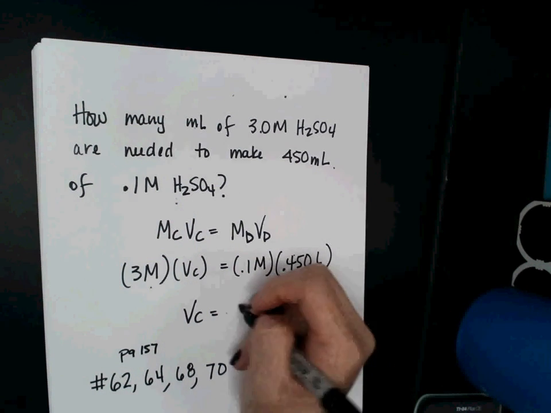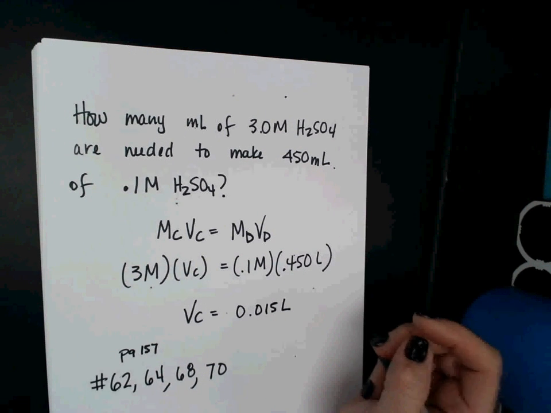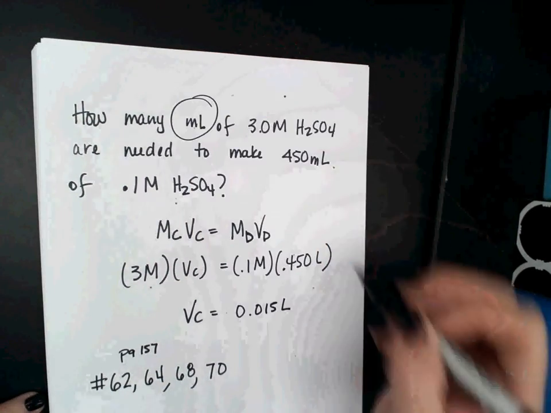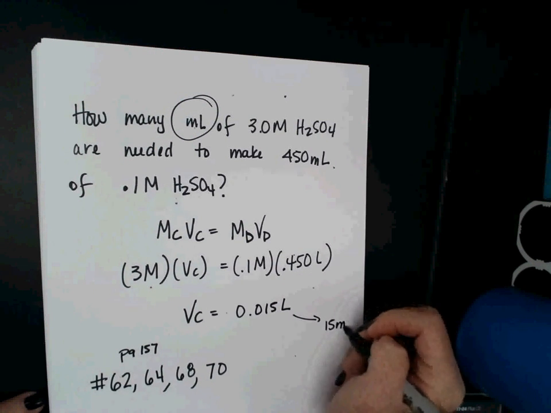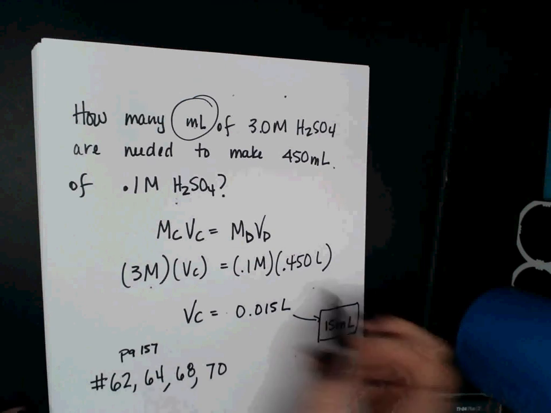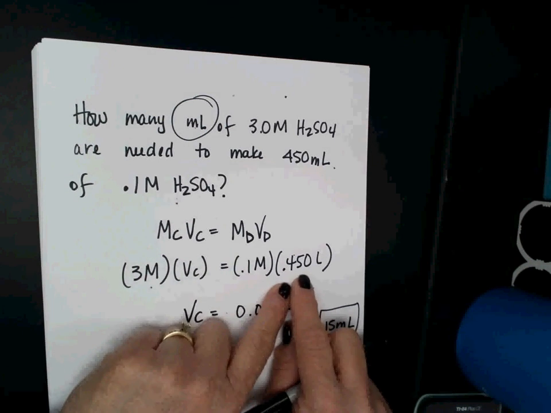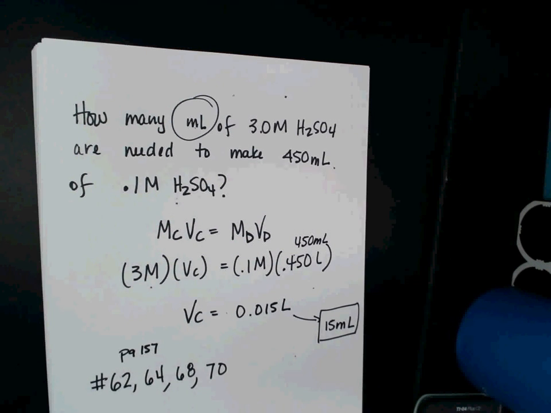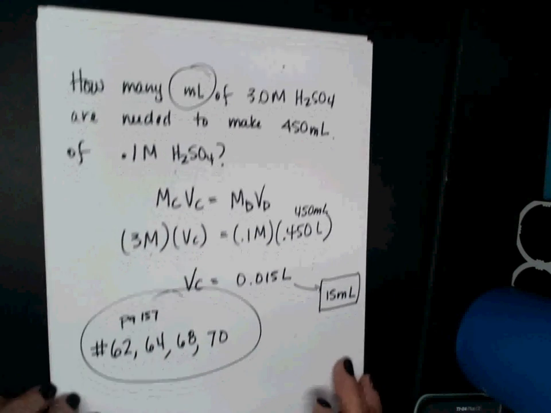Hey, what's the answer? Did you get it, Rachel? 0.015. Is that in liters or milliliters? Liters. So I want to know milliliters. 15 milliliters. So that is correct. That is 15 milliliters. Now, do you wish us to convert it for our answer? Well, it says how many milliliters. So no. Now let me tell you a secret. If you're asked for milliliters, you don't even have to convert it here. You could have put 450 milliliters right here, and it would have worked out fine.